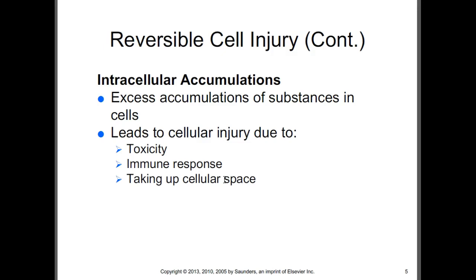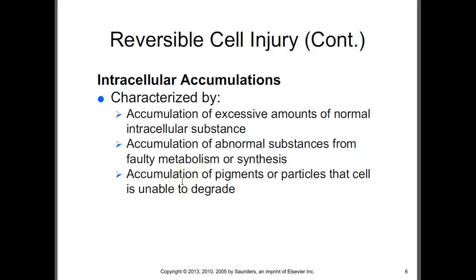Now, excessive accumulations of certain pigments or other factors can lead to toxicity, and then the immune response tries to kill that cell, and then taking up space. So that can also cause some damage to the cell. So accumulations of excessive amounts of normal intracellular substances can also do that.